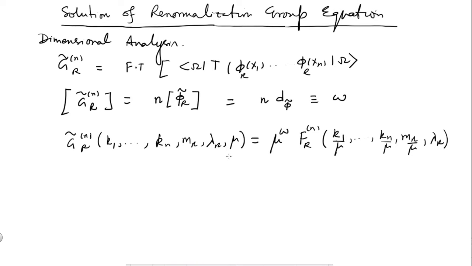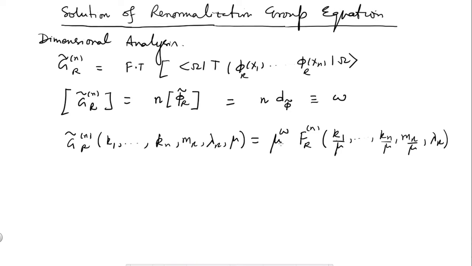So the left hand side is dimensionful, and it has mass dimension omega, because that's the Green's function. That has dimension omega, or n times d phi tilde. So that entire mass dimension has to be taken by this factor mu to the omega.